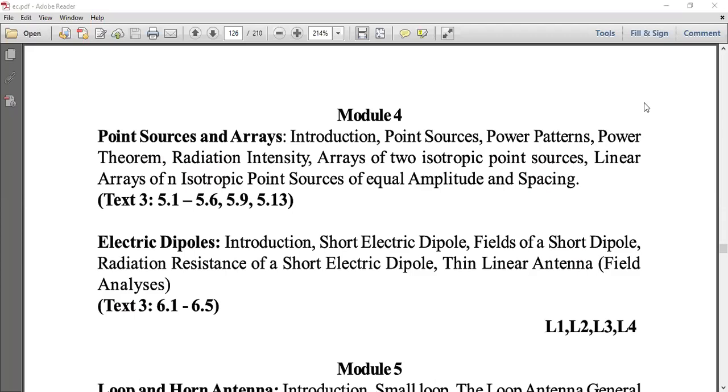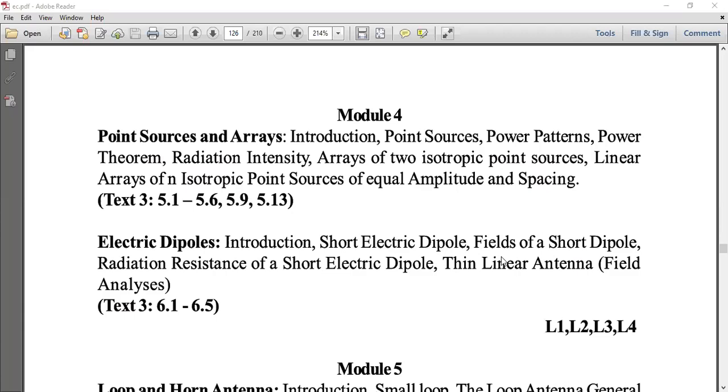In the electric dipole, you will initially be studying the introduction, what is actually an electric dipole. Then short electric dipole, field of short dipole. And we have seen yesterday, in the third module, radiation resistance of short dipole and lambda by 2 dipole. The same radiation resistance derivation you're going to study here. Everything here is with respect to derivation. You're going to derive the electric field and magnetic field here. So that is what the fourth module is about.